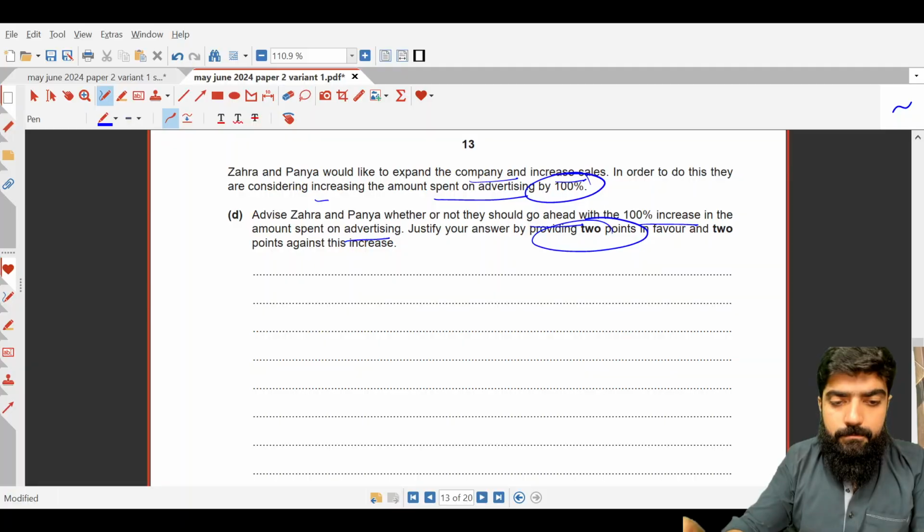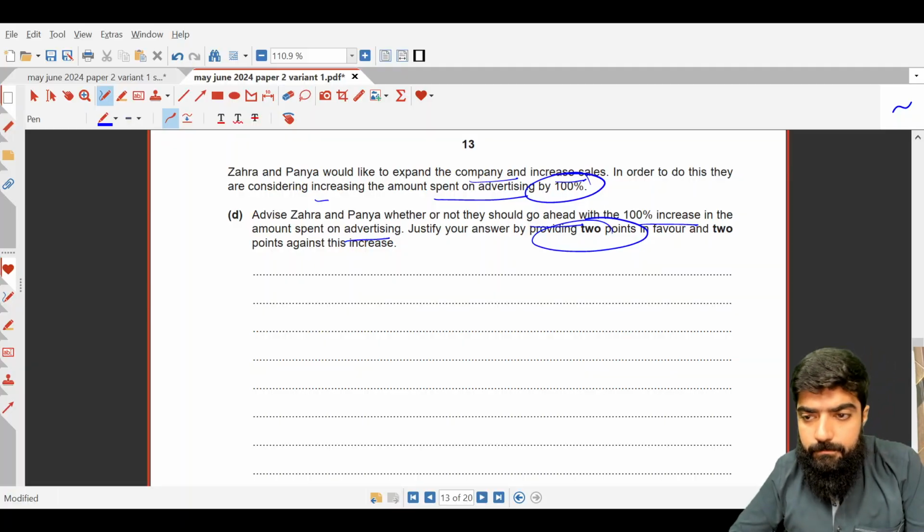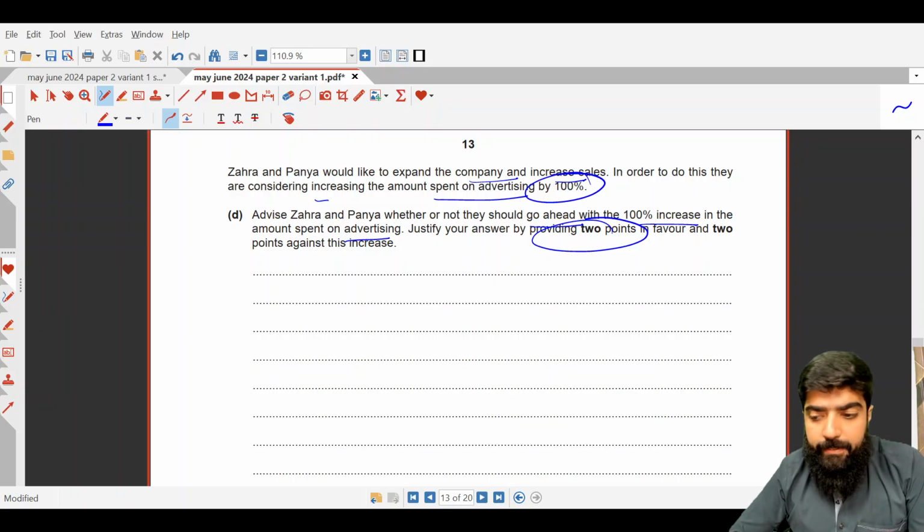Okay, so one advantage is that doubling the advertisement can increase the market visibility. It can attract new customers, and if they're investing this much in an ad, it must mean the ad must be high quality, which means that this can differentiate the company from other companies, their competitors. Exactly. Very good. And what could be the points against?